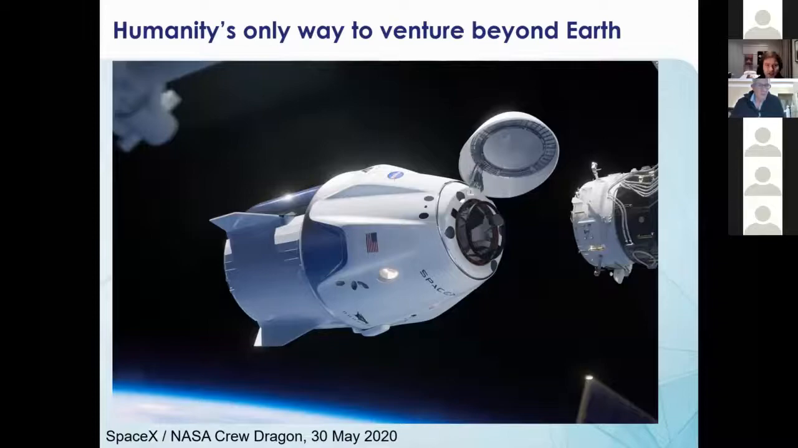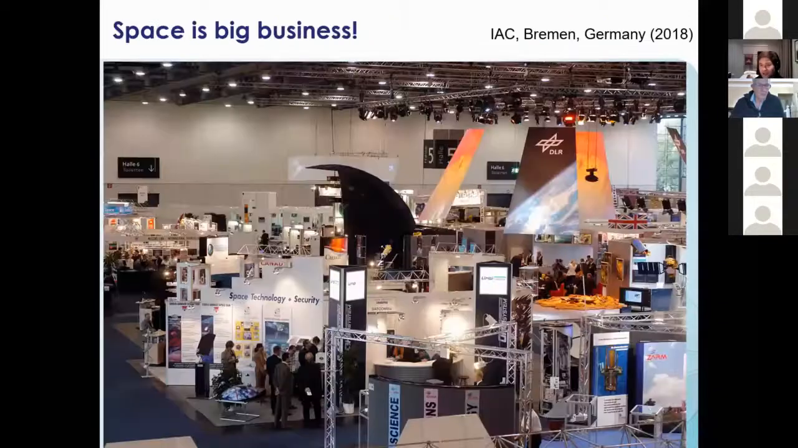But it's also big business. This photograph was taken at the International Astronautical Congress in Bremen, in Germany, where I was lucky to attend this event. And I tried to get a photograph showing just the scale of what goes on here, but actually this conference is spread over so many halls, and this is just a photograph of one of the halls.